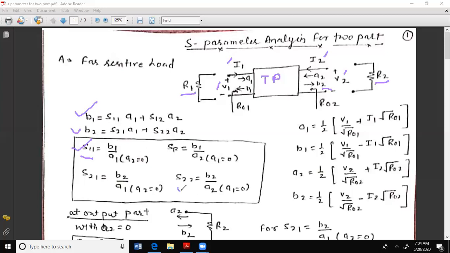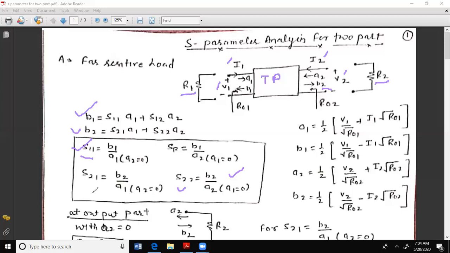Same for S22. S22 is the ratio of B2 by A2 with A1 equal to 0. So if A1 equals 0, the incident variable is 0 at the input port. It is the ratio of the reflected power at the output port to the incident power at the output port. So this is the output reflection coefficient. S11 is the input reflection coefficient and S22 is the output reflection coefficient.